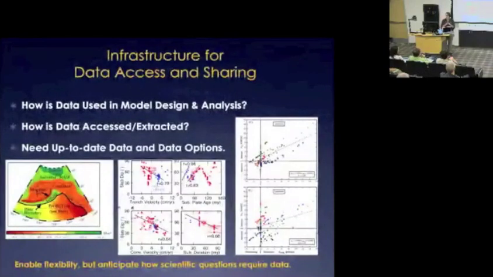The last two points would be, in order to make this infrastructure for helping with data access and sharing, we have to think about how the data is used in model design and analysis. How does it need to be accessed and extracted? And allowing flexibility so that you can get the up-to-date data and data options that you need. Each time you go to a study, you might need the same source of data, but you want to use the most up-to-date results that you can. So be flexible, but anticipate how the scientific questions require the data to be presented.